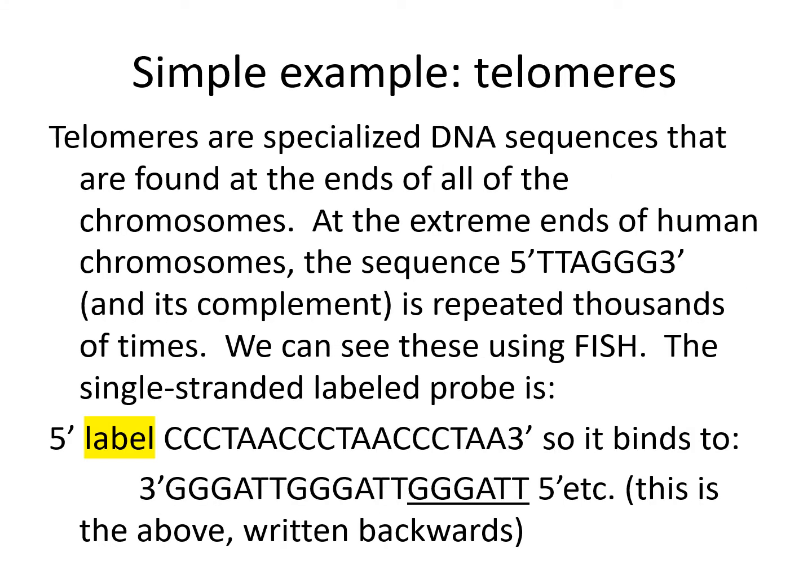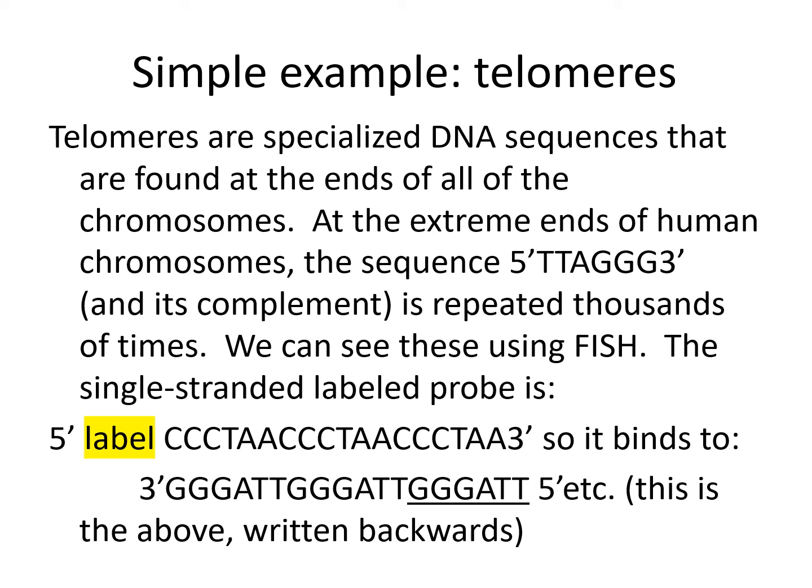Here's a simple, easy to see example where we're going to detect the DNA sequence found at the extreme ends of chromosomes, in the telomeres. Remember that telomeres are specialized DNA sequences found at the ends of all the chromosomes. In humans, the telomere repeat sequence is written 5' TTAGGG 3'. This sequence is repeated thousands of times at the end of the chromosome, and we're going to be able to see these using FISH because we know the sequence that we're looking for and we know where it should be located.